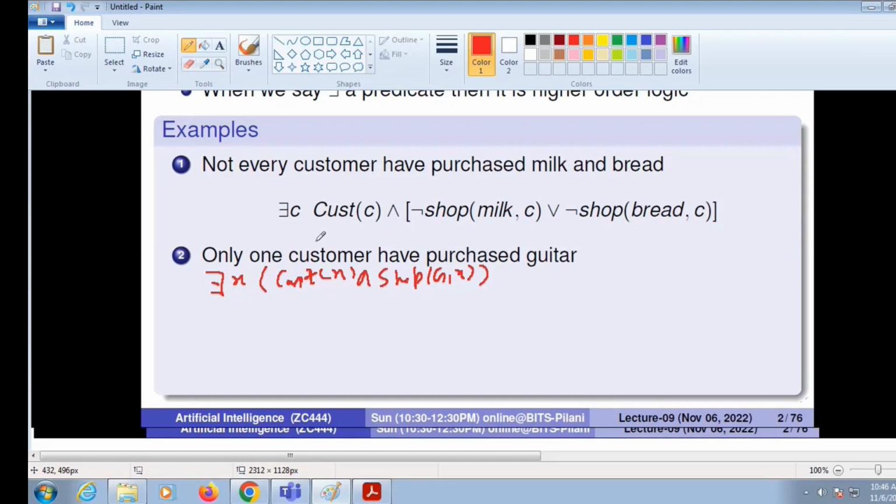Make sense? And with this, there is one more condition: for every y, whoever is there, if he is also a customer y, and x is not equal to y, meaning he is a different person, then it implies that y has not shopped the guitar.